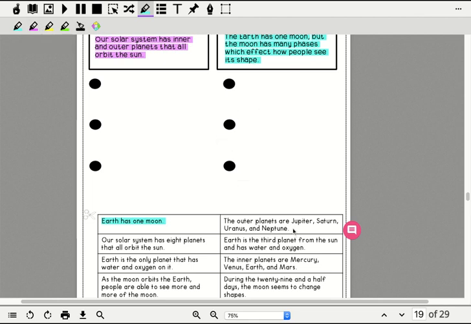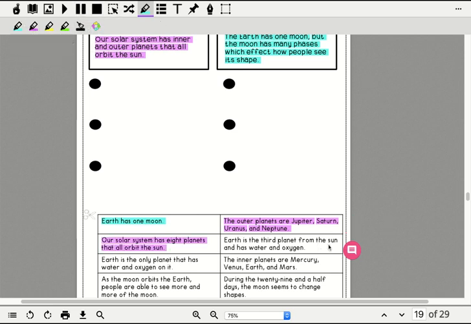This one says the outer planets are Jupiter, Saturn, Uranus, and Neptune. That one tells us about these outer planets that are right there. Okay, so that directly supports our main idea. Our solar system has 8 planets that all orbit the sun. Okay, so this is where it's talking about the solar system and the sun. It's giving us those important details that made up our main idea.